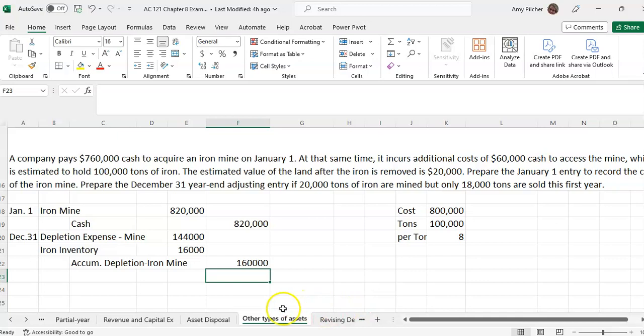We'll finish intangible assets and then revising depreciation.